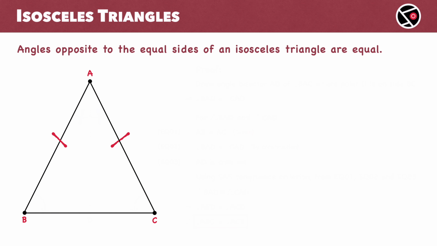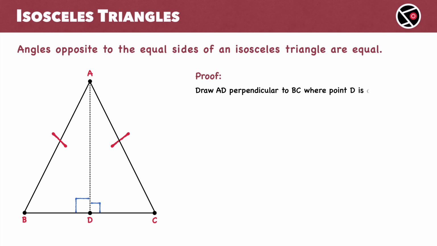Moving to the second approach, we start again with an isosceles triangle ABC with the equal sides AB and AC. For the proof, we draw AD perpendicular to BC, where point D is on side BC. Now, for triangle BAD and triangle CAD.